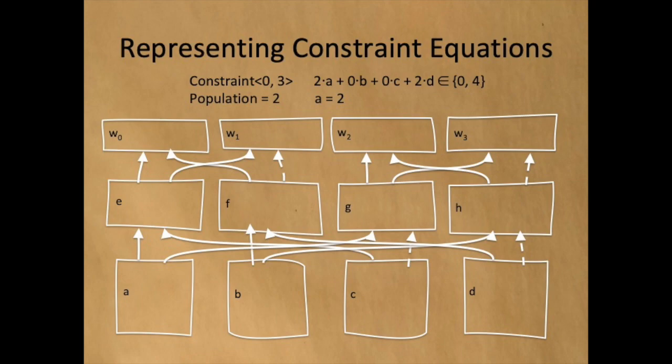We now have enough information to represent constraint equations in terms of butterflies. We will use an entire Hadamard butterfly to represent each equation. The nodes throughout the entire butterfly express the partial sums of the equation. This particular butterfly will represent the equation 2 times A plus 0 times B plus 0 times C plus 2 times D must be in the set {0, 4}. First, we will fill the butterfly with all potentially valid equation pairs.